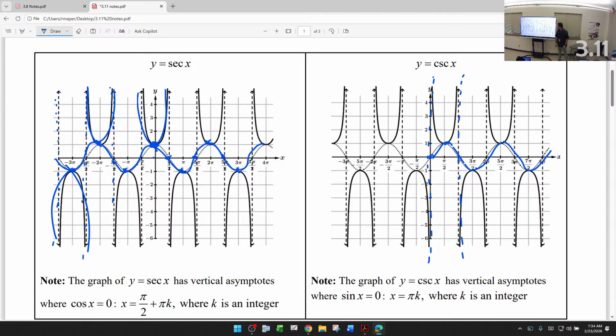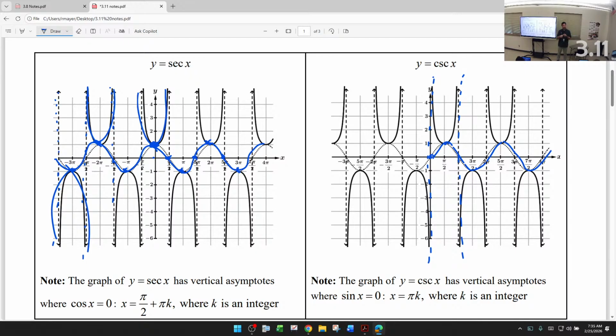If it's not being shifted at all, the vertical asymptote will just be on the origin? On the origin, yes. If we're not shifting cosecant, then it starts at 0, because sine is 0 at 0. Sine is 0 at 0. So if sine is 0 at 0, then cosecant must be an asymptote at 0. Everybody okay? Kind of soak all that up.